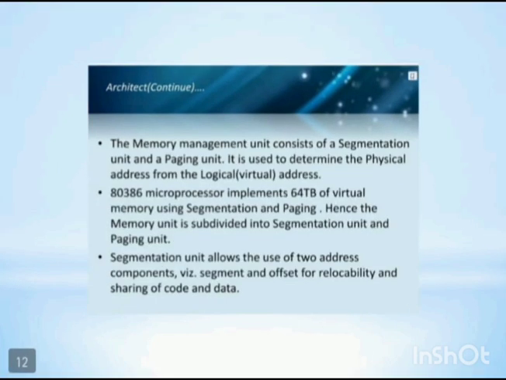The memory management unit consists of a segmentation unit and a paging unit. It is used to determine the physical address from the logical virtual address. The 80386 microprocessor implements 64 TB of virtual memory using segmentation and paging. Hence, the memory management unit is subdivided into the segmentation unit and the paging unit. The segmentation unit allows the use of 2 address components, segment and offset, for relocatability and sharing of code and data.